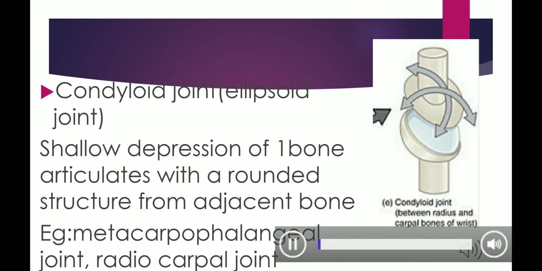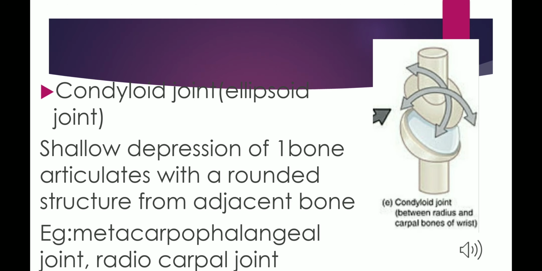So the next one is the condylar joint. It is also called an ellipsoid joint. In an ellipsoid joint, the shallow depression at the end of one bone articulates with a rounded structure from an adjacent bone to form the condylar joint. Examples for a condylar joint are the metacarpophalangeal joint and the radiocarpal joint.